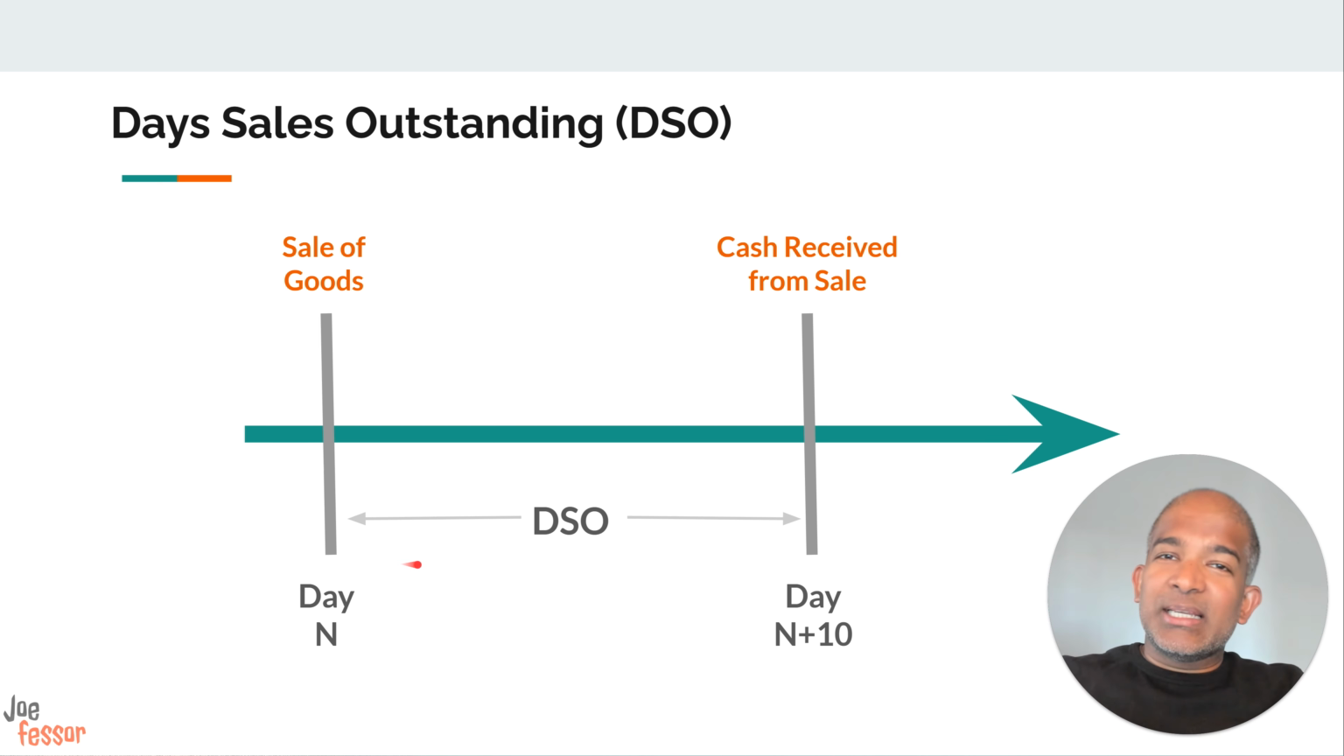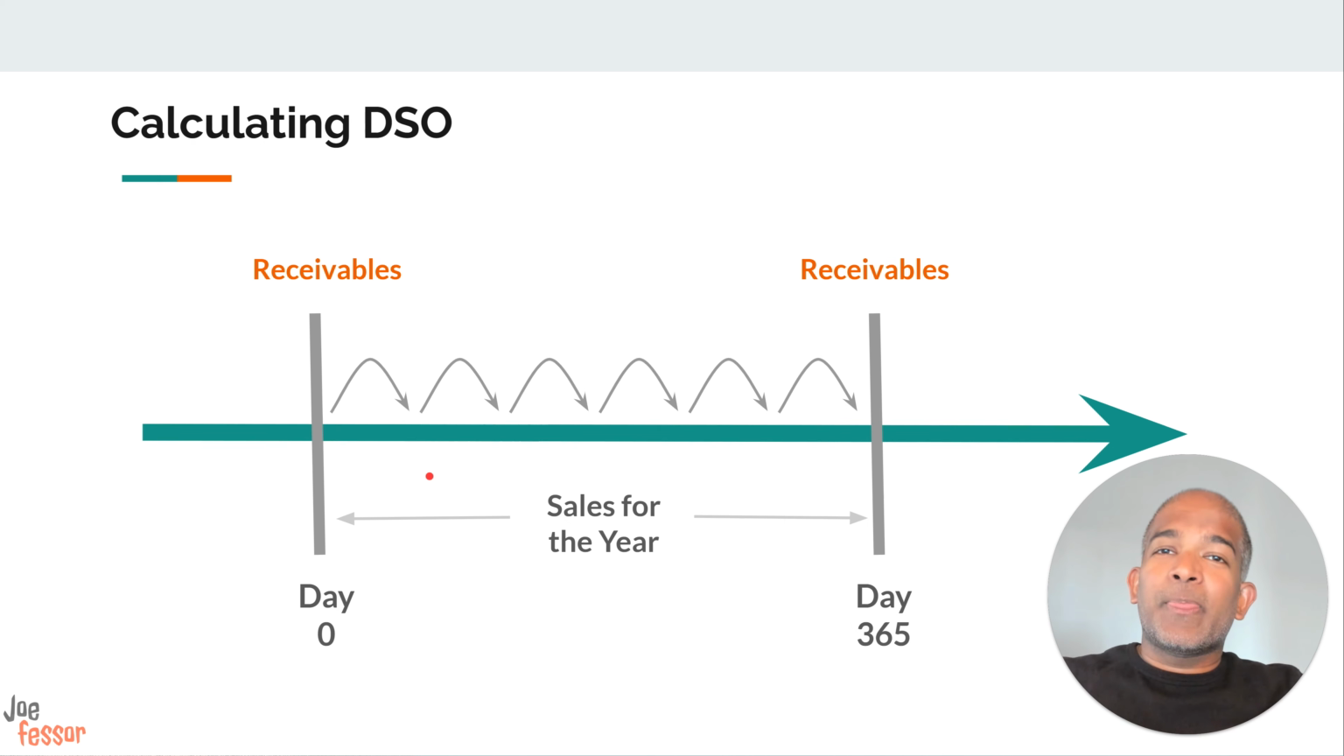A lower DSO generally indicates that a company is collecting its receivables quickly, which is a very good sign. A higher DSO, on the other hand, might suggest potential issues with the company's credit policy or collection process. We'll look deeper into the calculation and implications of DSO in the upcoming slides.